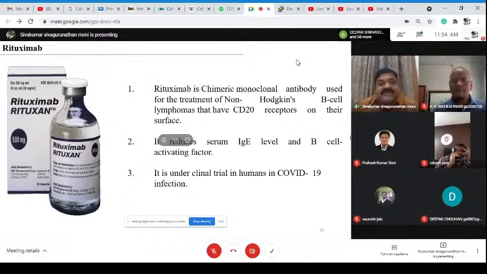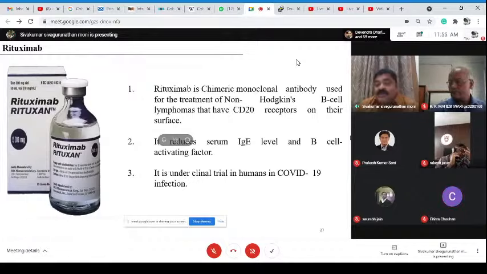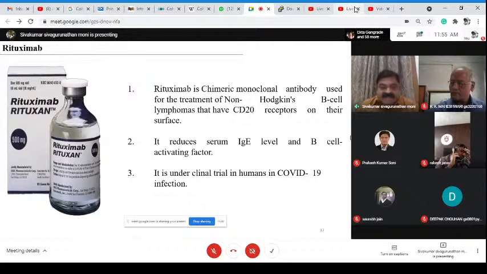Rituximab is a well-known monoclonal antibody against B-cell proliferation. So it is prescribed for non-Hodgkin's B-cell lymphomas. It can block the CD20 receptors, and it can also block the production of specific antibodies. That's much more important. When you block the B-cell activation factor CD20 receptors, the specific antibody will not be produced against the antigenic system.